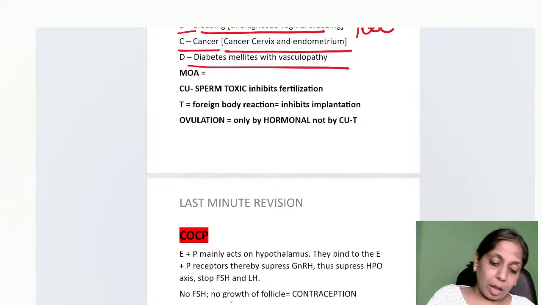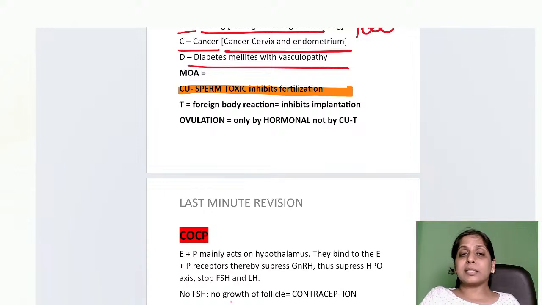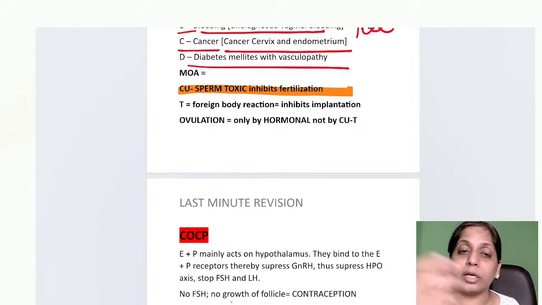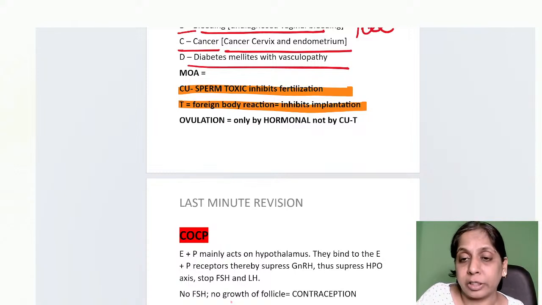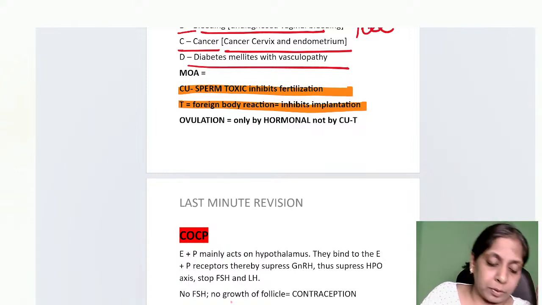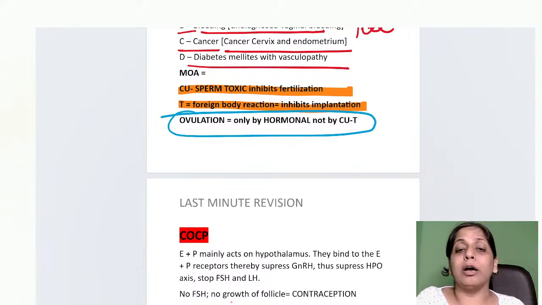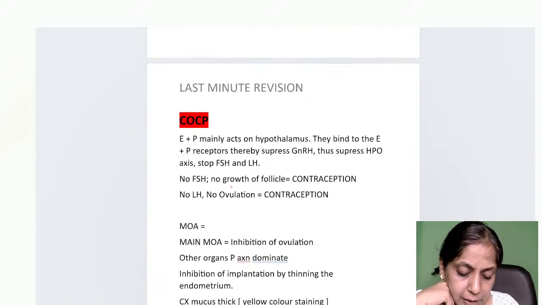Okay. What is the mechanism of action? Copper makes the sperm toxic and it inhibits the fertilization. And the T structure acts as a foreign body and it inhibits the implantation. The only place where you will say ovulation is not affected is copper T. In the copper T, ovulation is not at all affected.